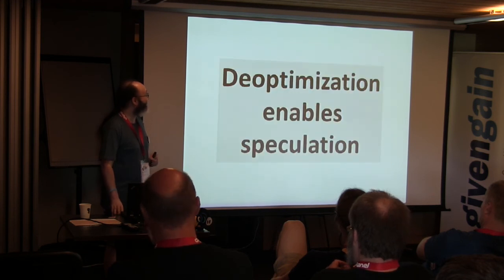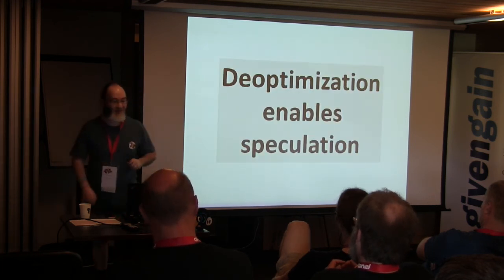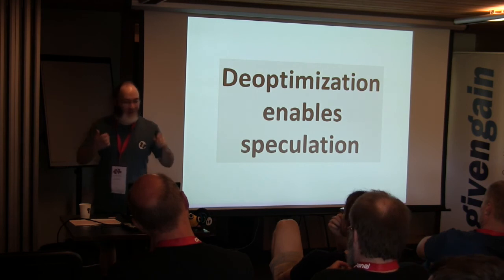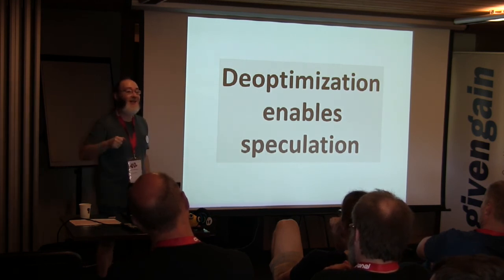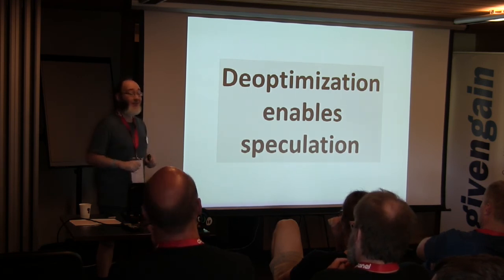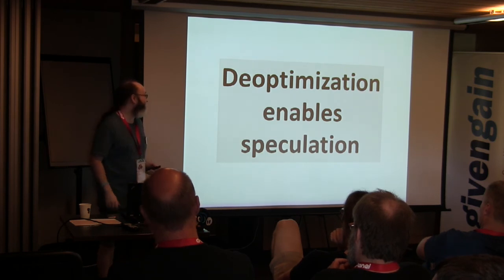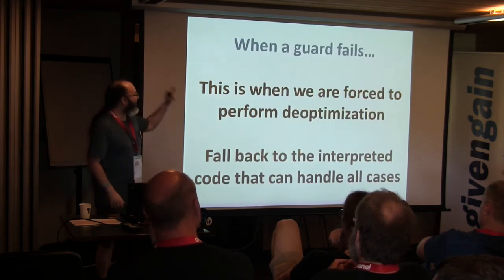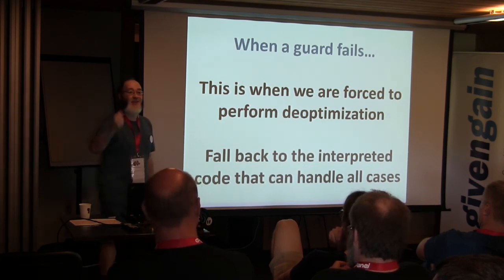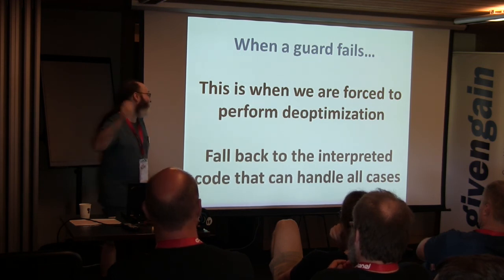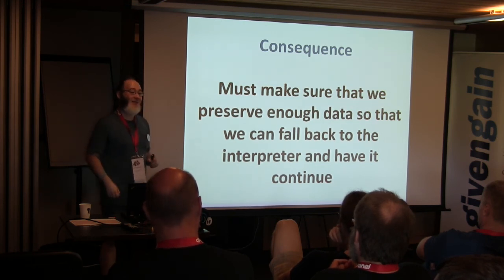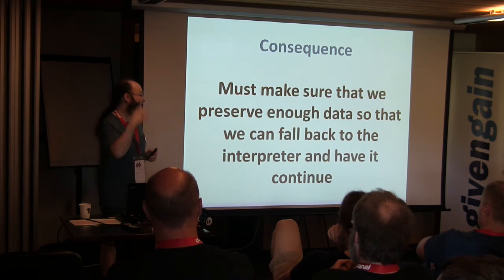And that quick check, if it's missed, is going to have to do something. What is that something? That is the answer to the question I posed at the start of the talk. How does deoptimization help us go faster? Deoptimization is what lets us do all of this statistical analysis, not worry about whether we can truly prove a property, quickly guard that we're meeting the property, and if the guard fails, we deoptimize. What that means is we fall back to the interpreted code, which knows how to handle all of the cases. The consequence is that we must make sure we preserve enough data to be able to do that. We have to be able to fall back into the interpreter.